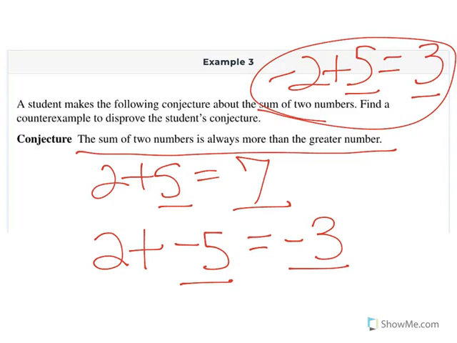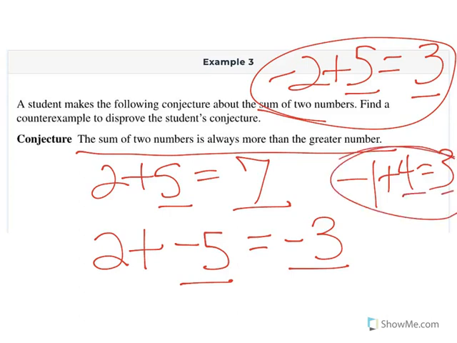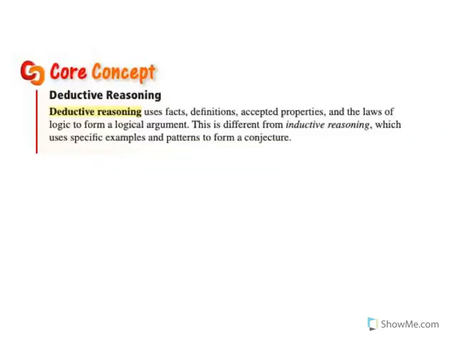Now, you might have picked negative 1 plus 4 equals 3, right? Not a true statement. So that might be your counterexample. One of the fun things about counterexamples is that we can all have different counterexamples. So it makes it very difficult for me to test you on this because everybody's answer could be different and all be correct too. So that's counterexamples.